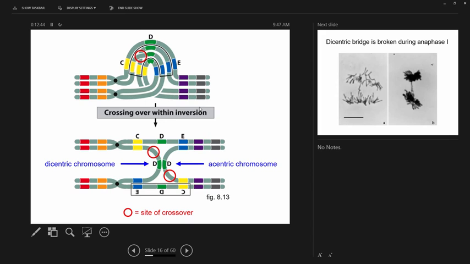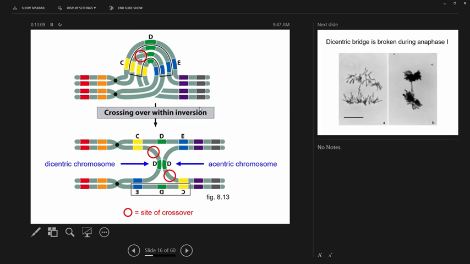The dicentric chromosome is going to have a problem as well, because you still have on the left-hand side here, the part that hasn't undergone the recombination, you still have part of one homologous chromosome here and the other homologous chromosome here. So what happens at anaphase of meiosis 1?